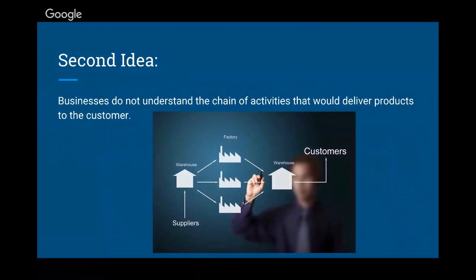The second idea is that most organizations actually do not pay attention to the supply chain because it does not have to do with what they are currently doing or what is currently happening in their company. Thus, businesses do not understand the chain of activities that would then deliver products to the customer. So basically, it's going from the suppliers to the customer, and there's a little bit of miscommunication there.